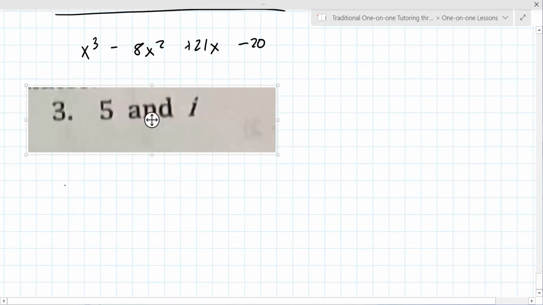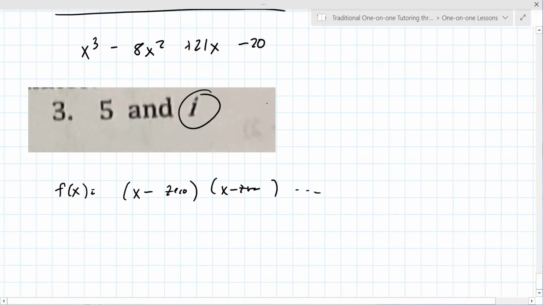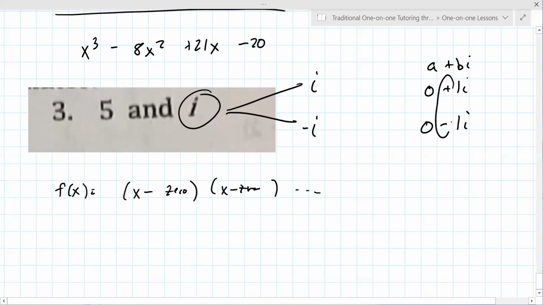So as I mentioned before, your polynomial function is always x minus the 0, x minus the 0, and so on. And these i's always come in pairs. So it's i and then it's negative i. And you might be thinking, well, how would I know that? Well, if you write in this form a plus bi, i is like saying 0 plus 1i. So this one is 0 minus 1i, because the only thing that changes is this operator in the middle.